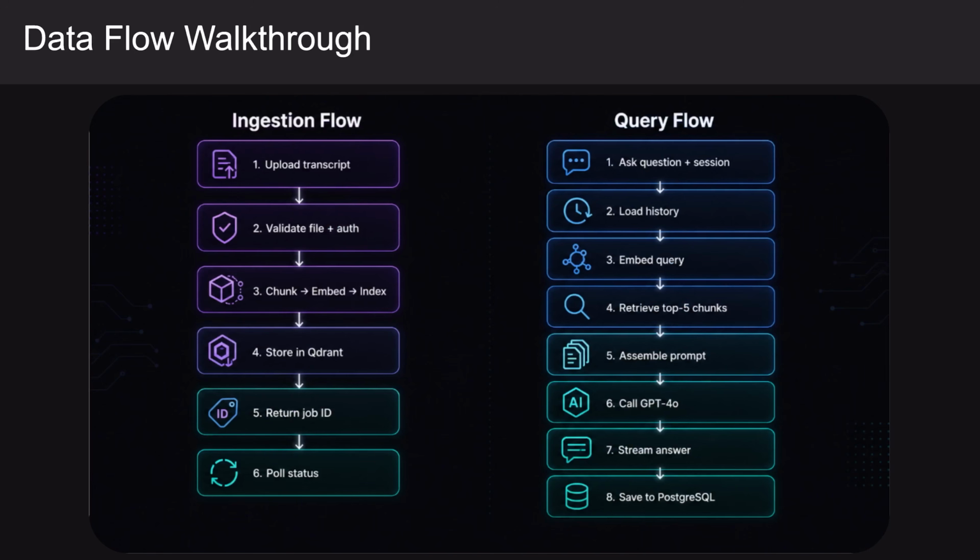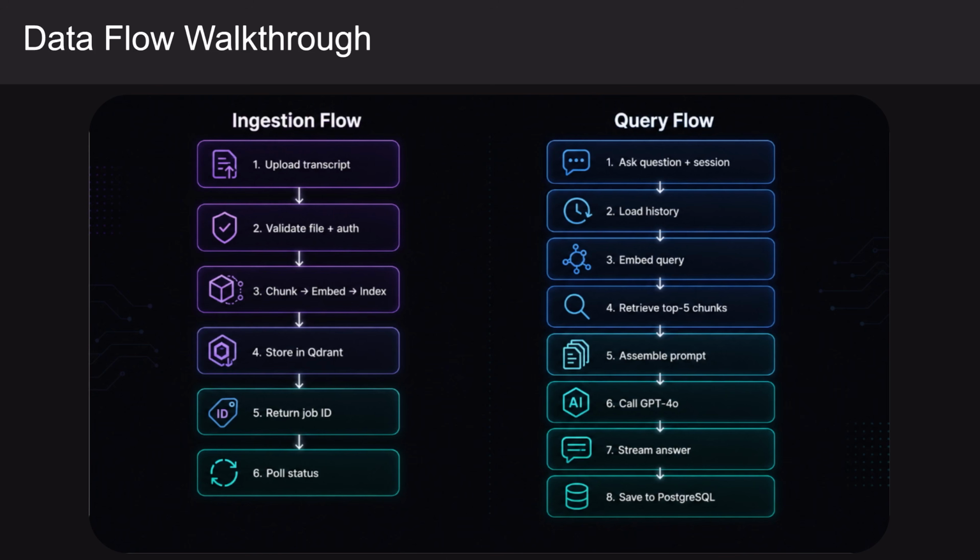Two flows to understand. Ingestion, the user uploads a transcript, FastAPI validates the file and checks auth, then kicks off a background task. That task chunks the document, generates embeddings, and indexes everything into Qdrant. The caller gets a job ID immediately and pulls a status endpoint to track progress.